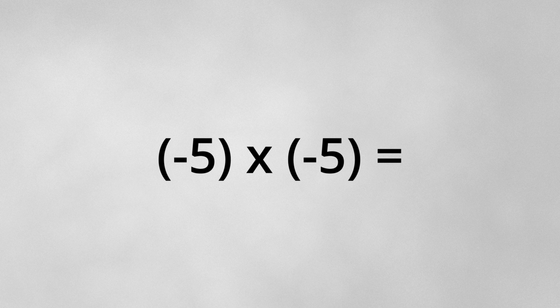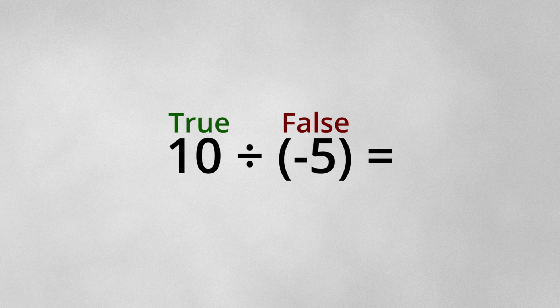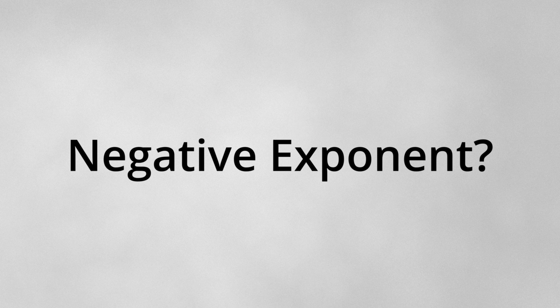For example, here you have negative 5 times negative 5. Since it is false that it is false, the answer is positive 25. Or if you have 10 divided by negative 5, it is false that it is true, so the answer would be negative 2. But what if you have a negative exponent?